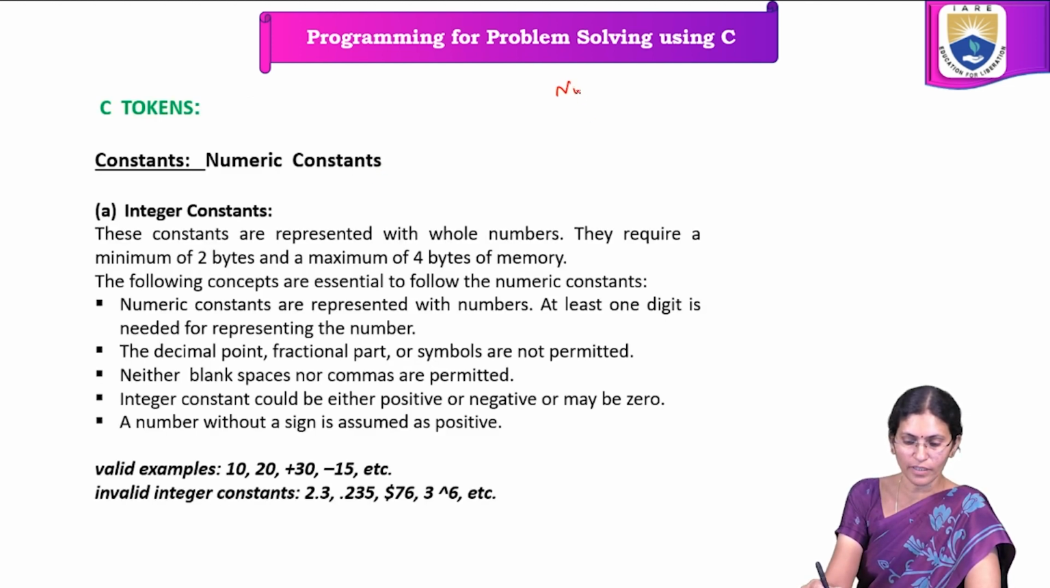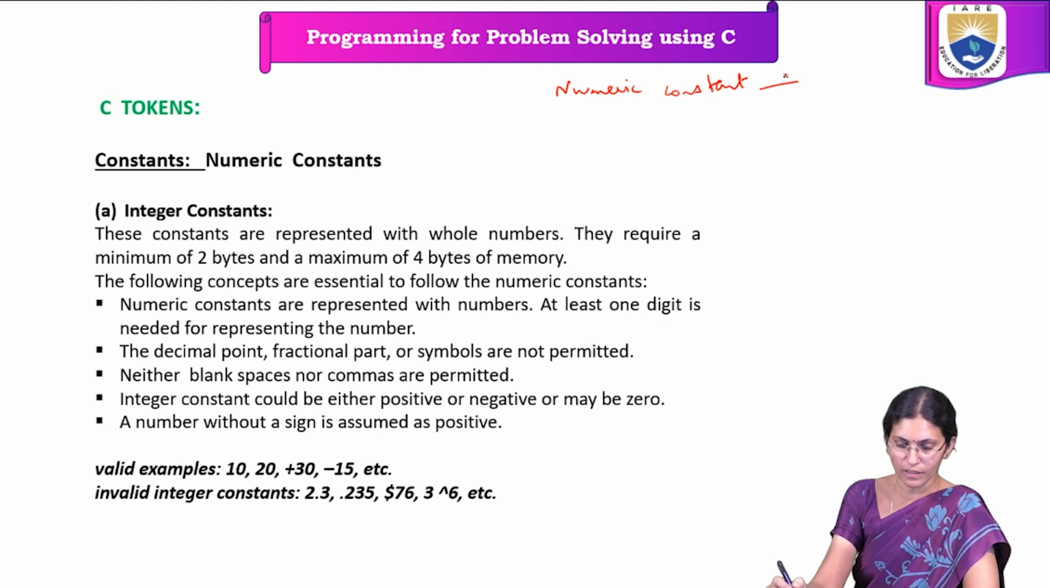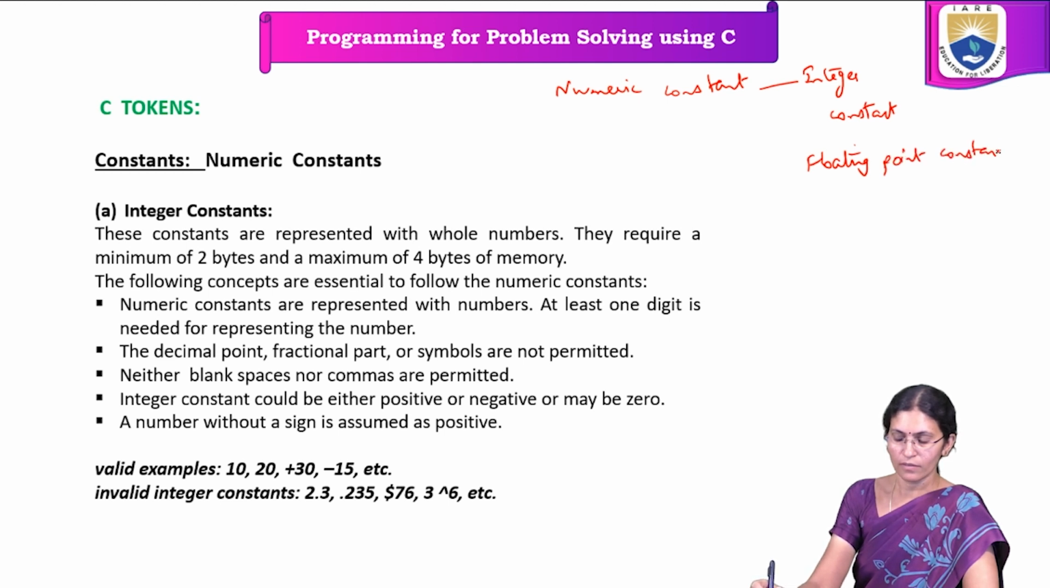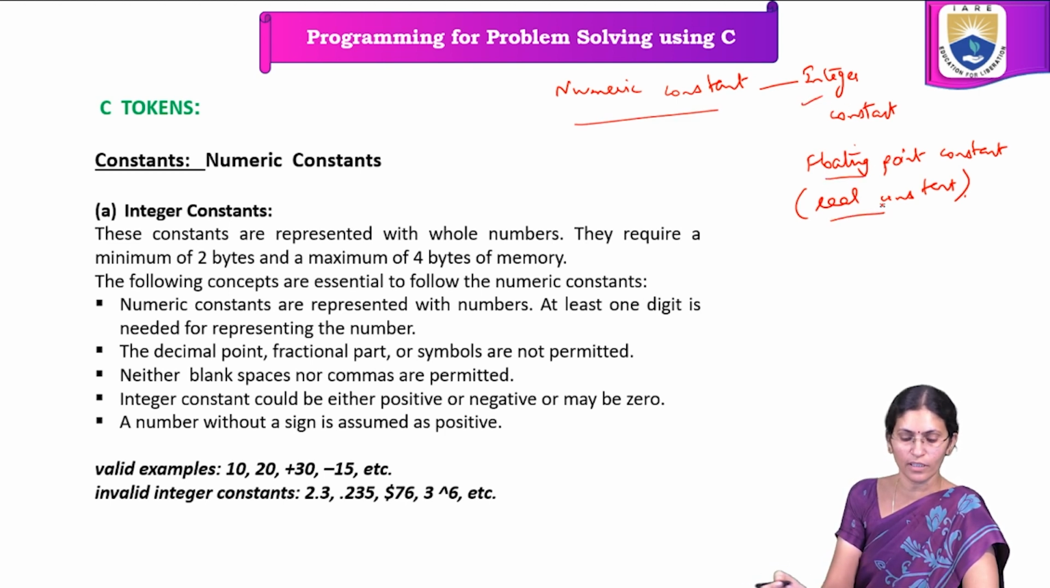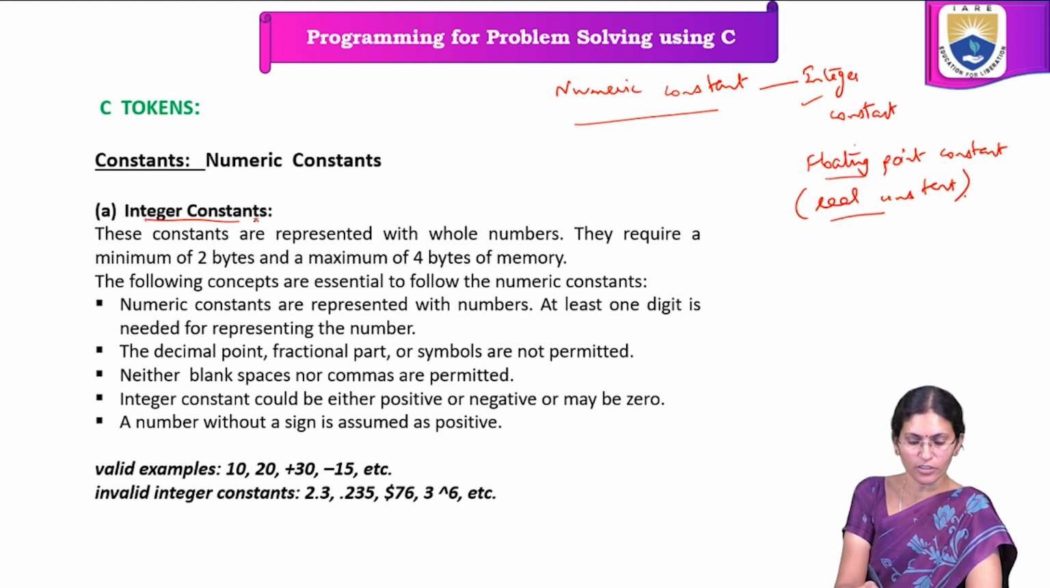In numeric constants again we have two types, integer constant and the other one is floating point constant, or you can say real constant. So in numeric constants we have two types, integer constant and floating point constant or real constant. Now let us see the first one, integer constant.